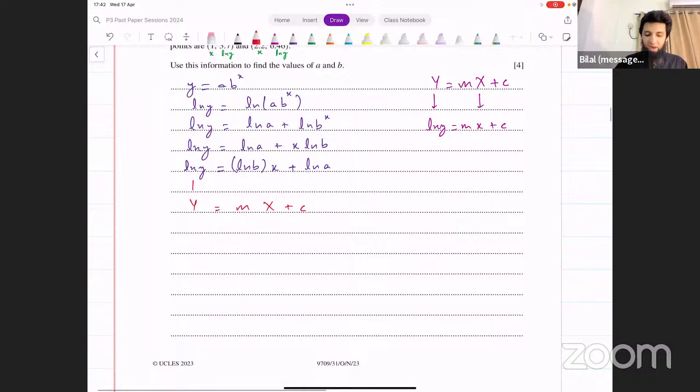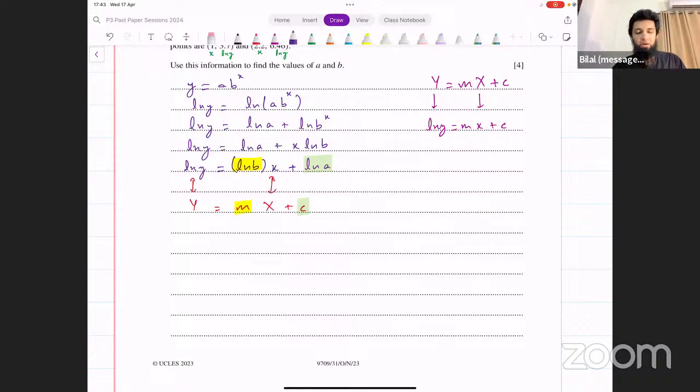In place of y, you have ln y. That's what you wanted. You've got that. On the right side, in place of x, you've got x. That's also sorted. What's the gradient of this graph? The gradient of this graph is ln b. What about the intercept, the vertical intercept? That is ln a.